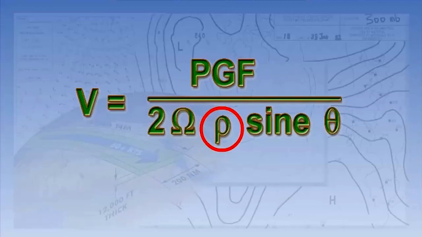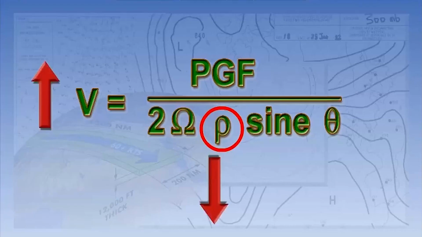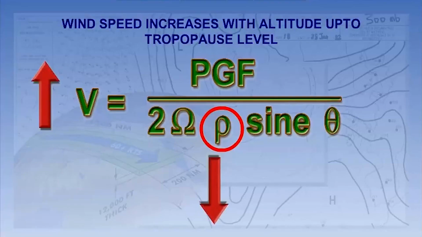The main variable relating to upper flow, as opposed to surface flow, is the density of the air. In the upper atmosphere, the density is significantly reduced. From the formula, it's plain to see that a decreasing density will cause an increase in speed. Therefore, the higher we go in the atmosphere, the lower the density and the greater the speed of the wind.